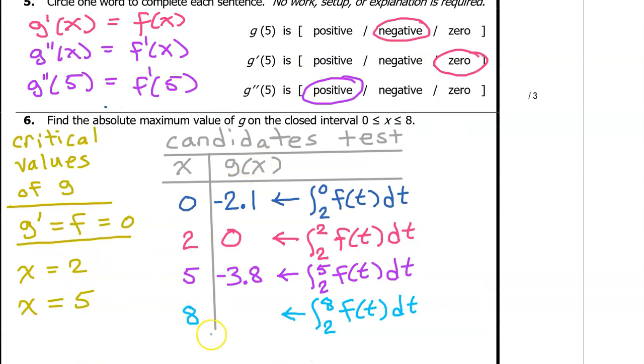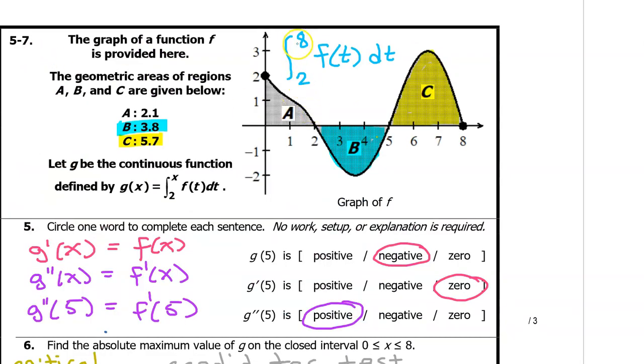For the value of g at 8, we must find the integral from 2 to 8 of f of t dt. The integral from 2 to 8 is the net area from 2 to 8. That will involve the area B and the area C. Because B is below the x-axis, this is considered a negative area. C above the x-axis is positive. So when we combine these, we're going to have a positive 5.7 minus 3.8. That turns out to be 1.9.